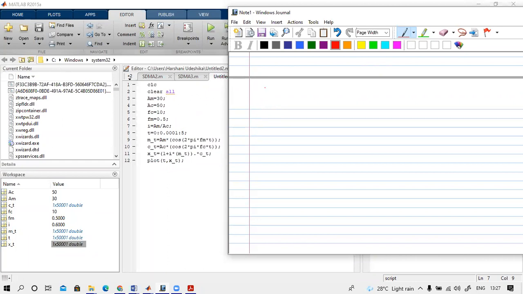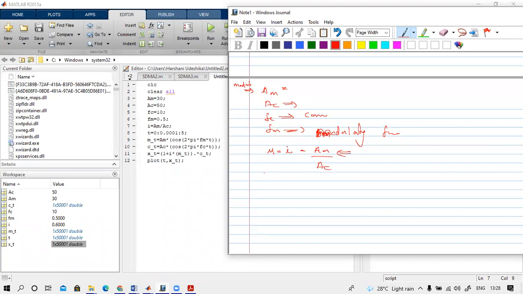Here you can see that I have taken AM, the modulating signal amplitude, and AC I have defined as the carrier amplitude. FC is the carrier frequency, and FM is the baseband frequency, the modulating signal frequency. Then I define I here. I couldn't write mu, so instead of mu, I write I, and I is defined as AM by AC. This is the definition of modulation index.